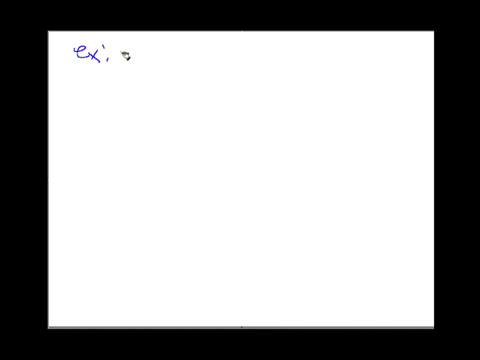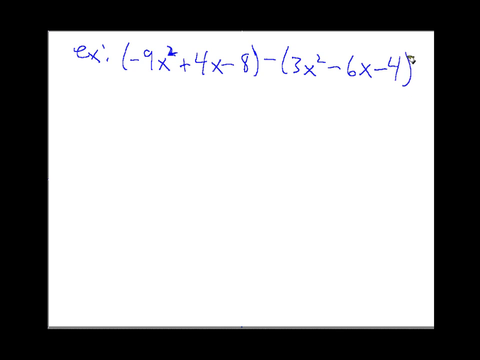This requires one extra step. For example, let's say I want to subtract negative 9x squared plus 4x minus 8. This time I'm going to do a minus, so we're subtracting here, right? Minus the polynomial 3x squared minus 6x minus 4. All right? So how do we go about subtracting two polynomials? Well, what the additional step here is that we have to what? If you remember, distribute this minus sign to this polynomial right here that we're subtracting.